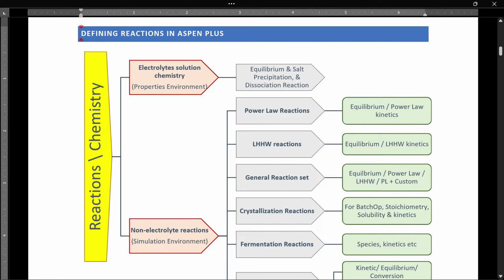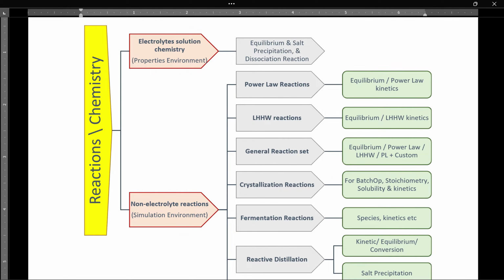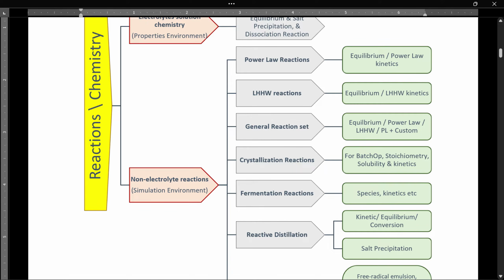Whereas non-electrolyte reactions are defined in the simulation environment, and there is a range of possible reactions and kinetics that can be defined there, including power law reactions, where power law kinetics as well as equilibrium reactions can be defined; Langmuir-Hinshelwood-Hougen-Watson reactions, where LHHW kinetics as well as equilibrium reactions can be defined. There is another possibility to define a general reaction set that can contain equilibrium reactions, power law reactions, LHHW reactions, or power law reaction kinetics can be customized by adding non-standard terms along with the power law kinetics.